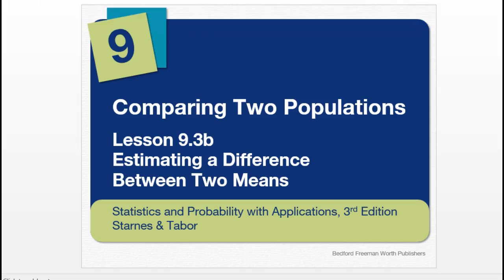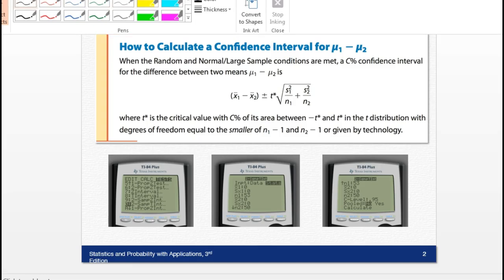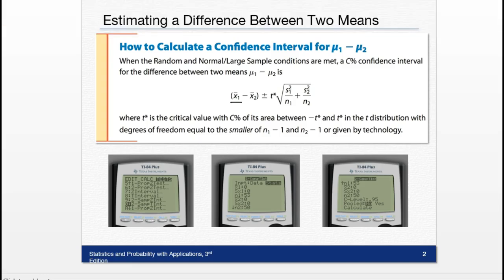All right, in 9.3b, we're going to actually construct a confidence interval to estimate the difference between two means. So first of all, here's what the confidence interval formula looks like. Notice that it starts off with the difference of the two x bars, the sample means we got, plus or minus a t star, times the standard deviation that we talked about. Now notice it changed from a sigma to an s because it's from a sample, not the population. To find t star, it's exactly the same way we found t star before, and I'll review that in a minute.